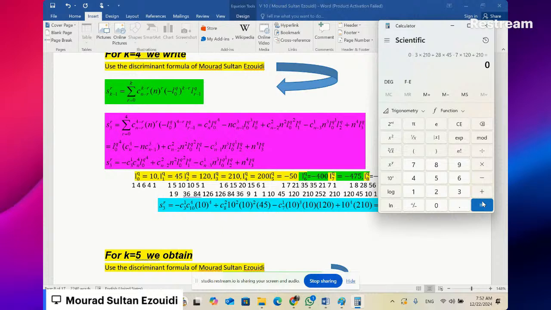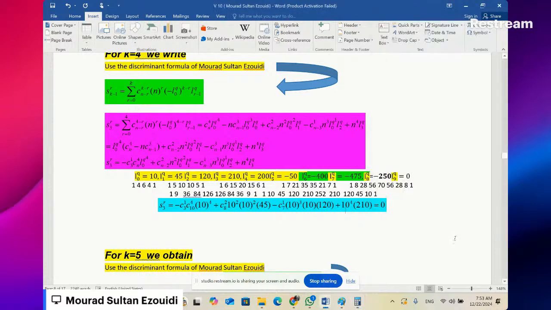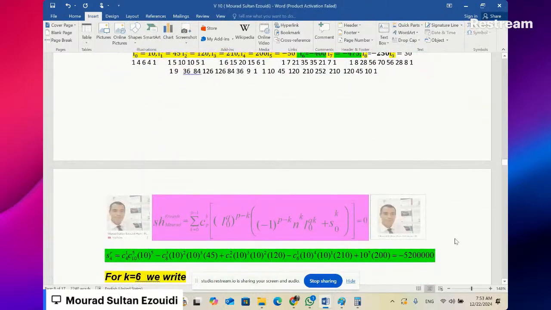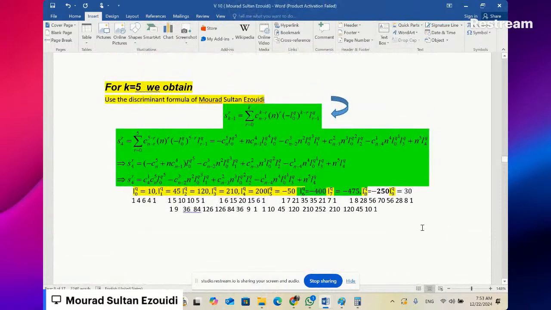Therefore, we calculated S3. It remains S4, S5, S6, S7 and S8. Then S9 and we stop, because we were told that k ranges from minus 1 to n minus 1. The n is 10, 10 minus 1 is 9, meaning from minus 1 to 9. So I will continue. I'm looking now at S4. To get S4, just make a substitution in the discriminant formula of Mr. Mourad Sultan Ezouidi with k equals 5, in this theorem.